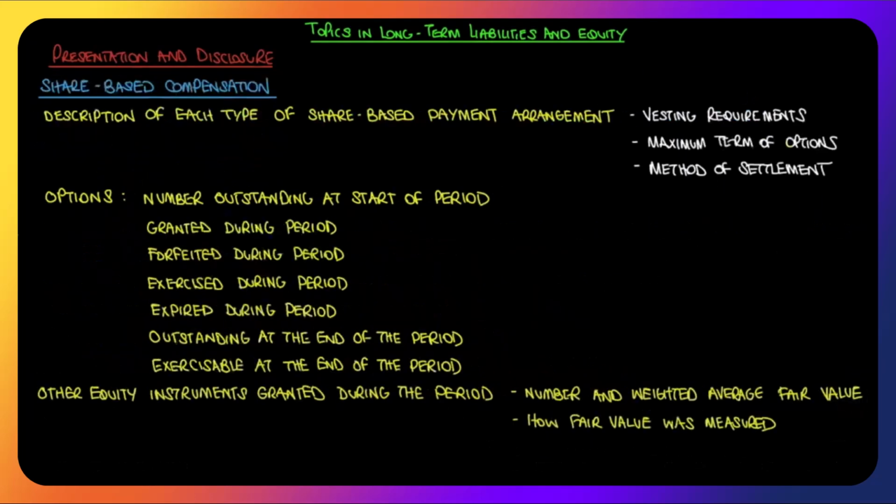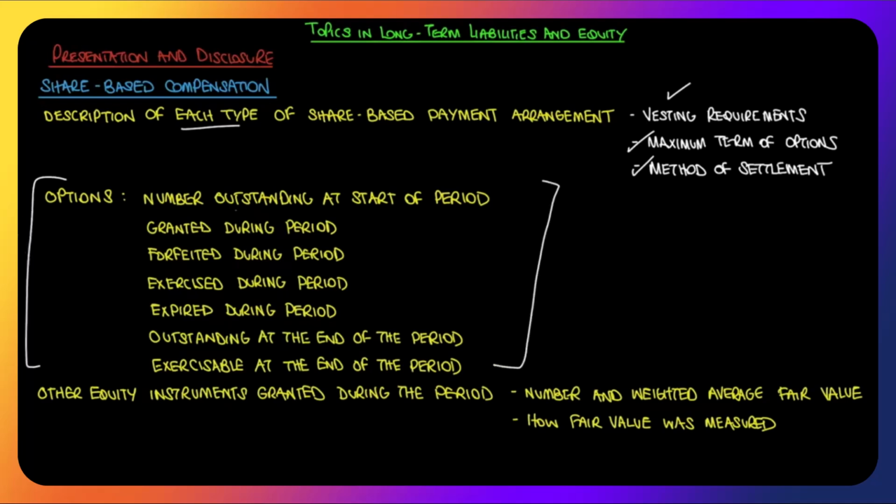And finally, disclosures on share-based compensation. Clearly, you'd like to know every type of share-based compensation arrangement that there are. What are the vesting requirements? Maximum term of the options. When do they last until and how are they going to be settled? Fair enough. And then, as I mentioned on the last page, what you'd always expect, a reconciliation of where we were at the start to where we are at the end.